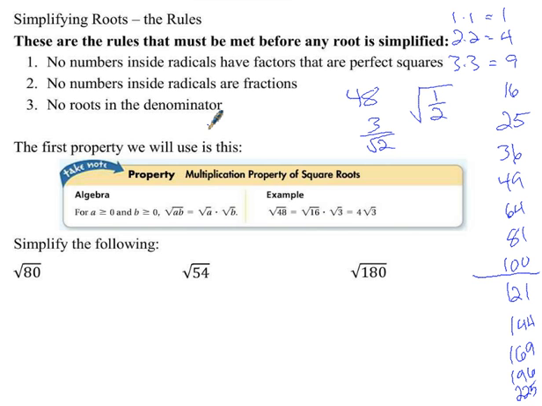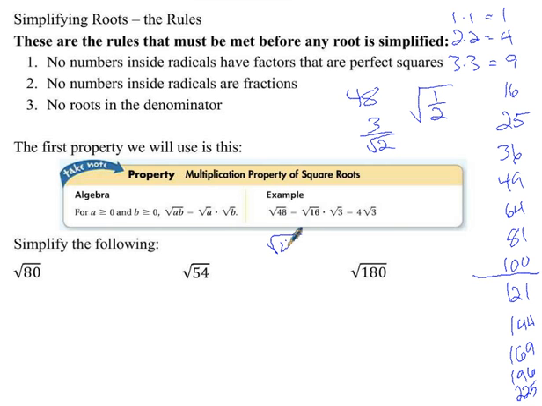Now, the first property we're going to work on is the multiplication property of square roots. It's a very easy one. If I have a square root, I can split that square root into 2 littler square roots that are being multiplied together. So like my example up here of 48, 48 is 16 times 3. So I can split 48 into 16 times 3 and write it as two separate square roots. So the process for that looks like this.